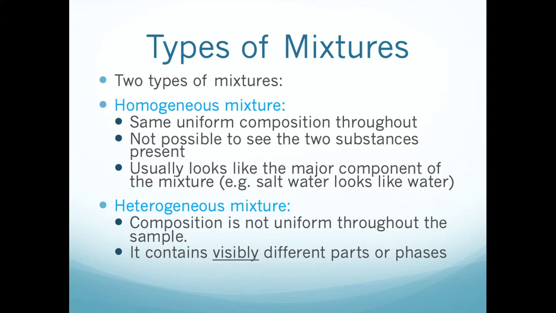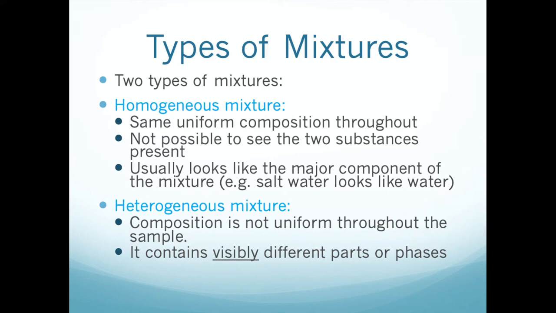We'll spend an entire chapter talking about homogeneous mixtures later on in this semester. It's the chapter on solutions, and I'll explain how this happens. But for now, just understand that the key is, when you have a homogeneous mixture, it looks like one material. It looks like the majority of that mixture. A heterogeneous mixture, as the name implies, has different parts or different phases. That's what the prefix hetero means: different. You can see the different parts of your mixture.